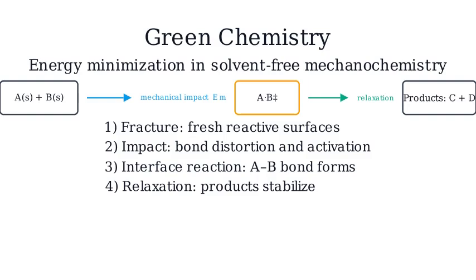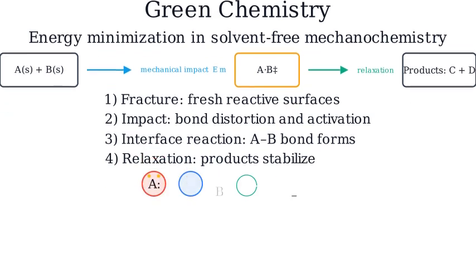Here is a schematic bond formation step. A has an available electron pair. It attacks B while the B to Y bond breaks. The result is the A to B bond and the leaving group Y. This captures the same logic as solution mechanisms, but the activation energy is delivered by impact.